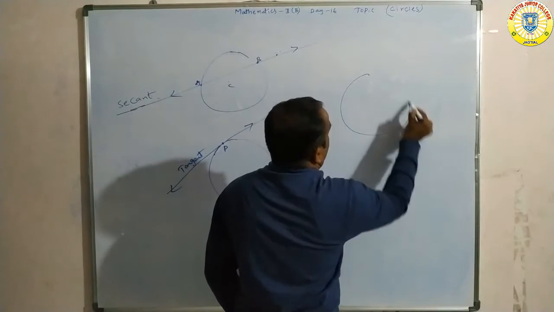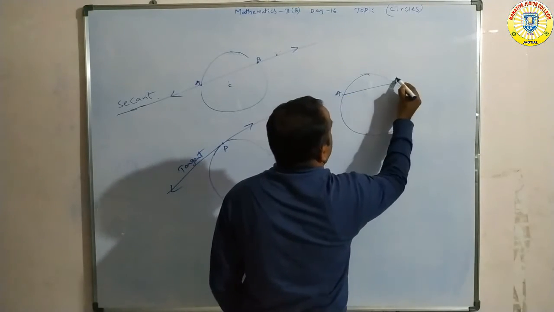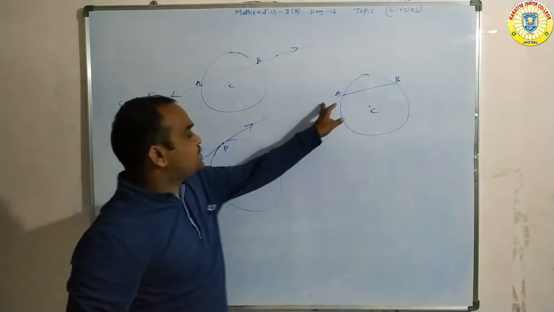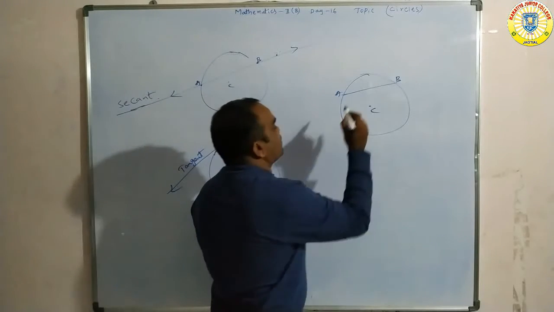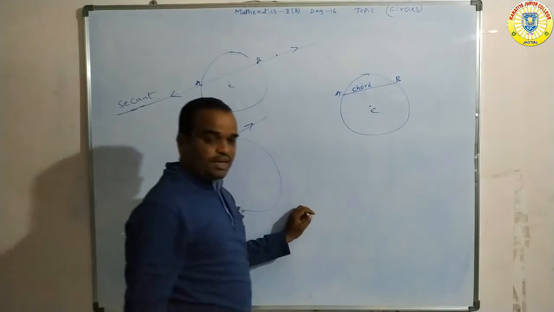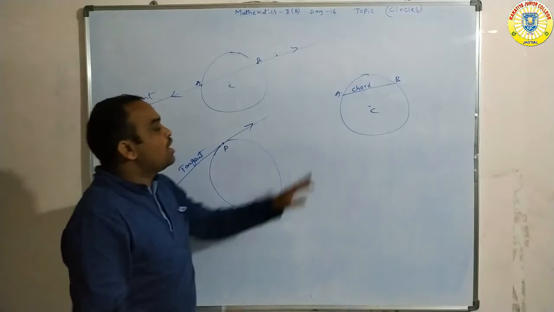See here, we are taking a line segment. This is A, this is B. This is not a line. This is the center. This is the line segment. A line segment that passes through two points on the circle is called a chord.